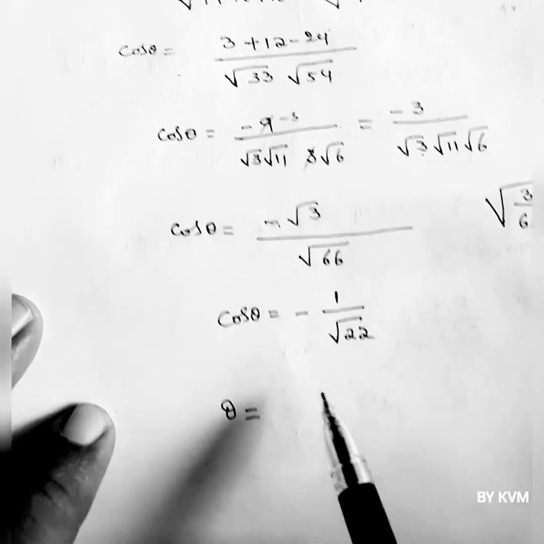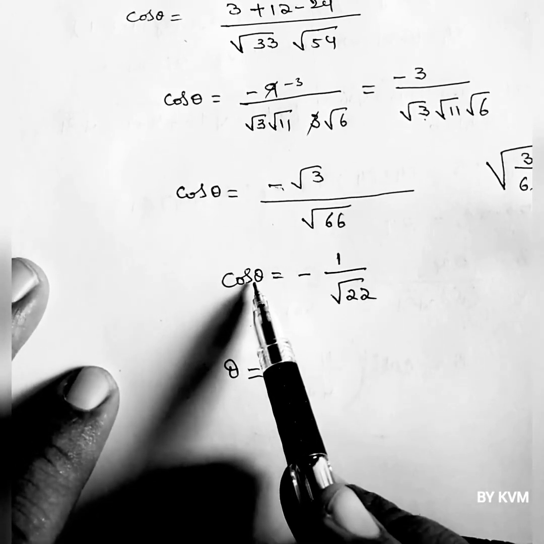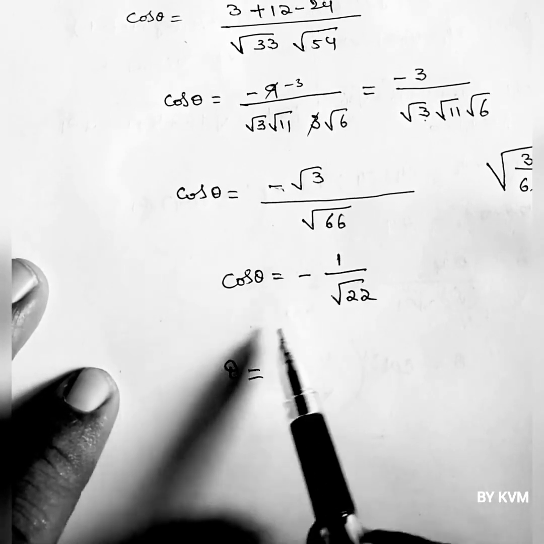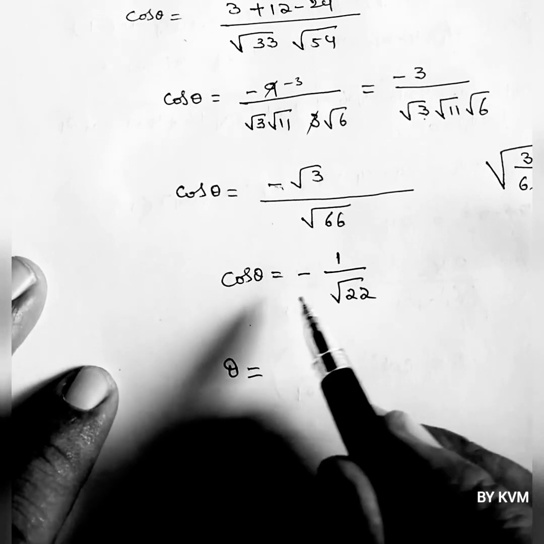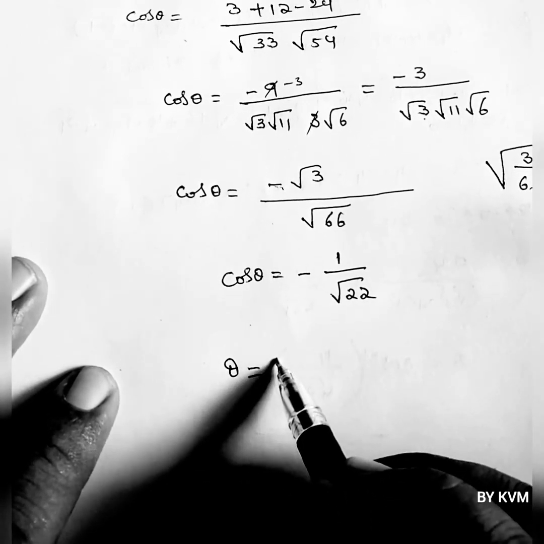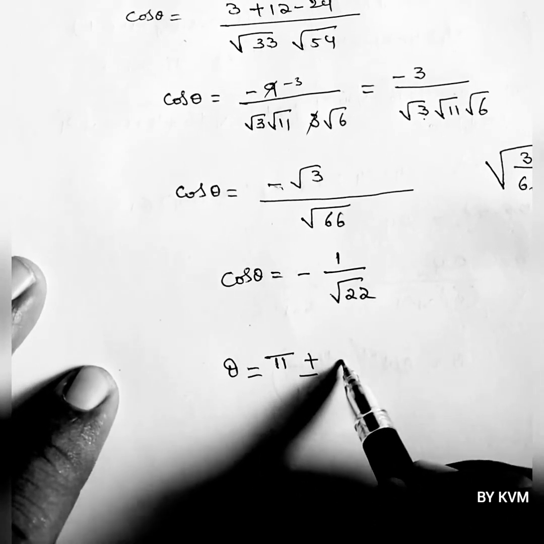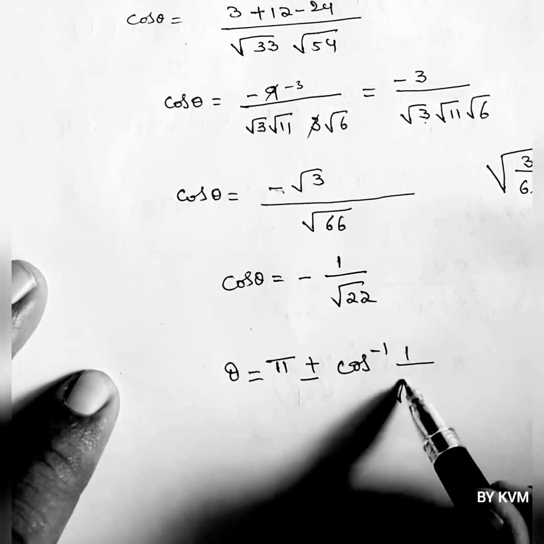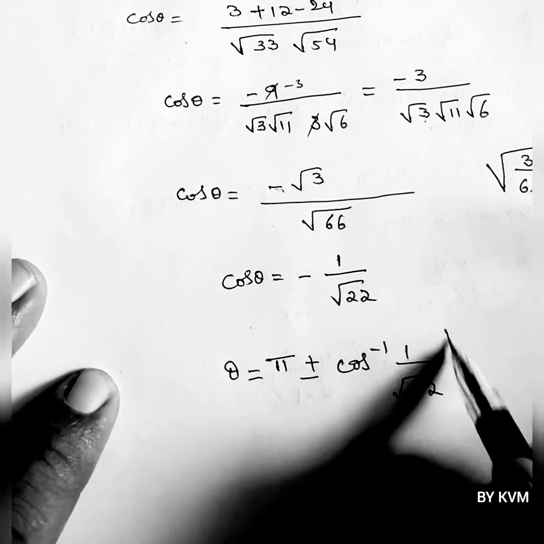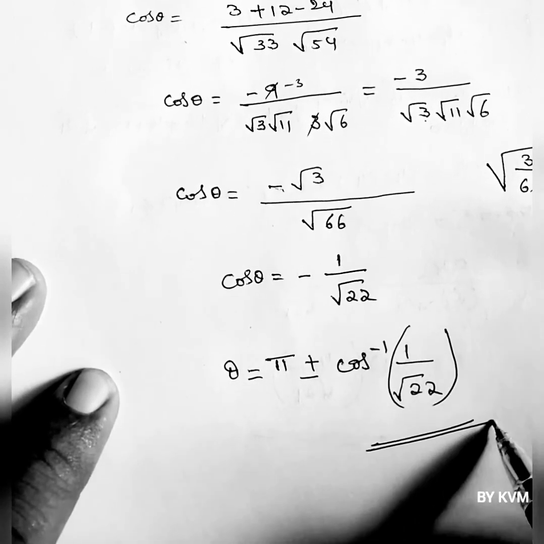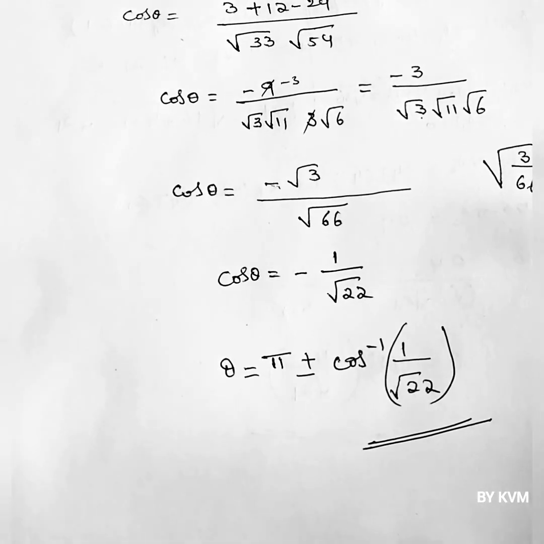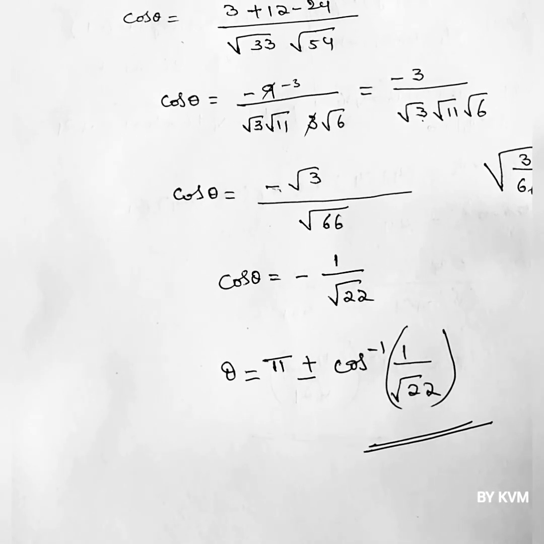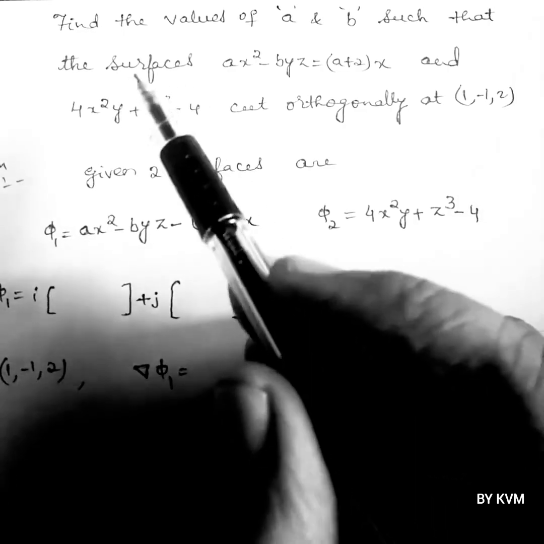So since cos theta is minus 1 by root 22, the angle theta becomes, when you get a negative sign, theta we have to write pi plus or minus cos inverse 1 by root 22. So this is the angle between the two normals for a given surface at two different points. Now let us solve one more problem.